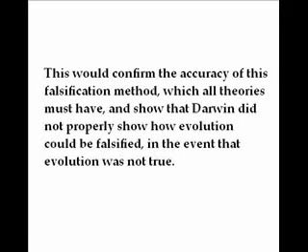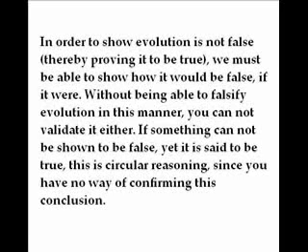This would confirm the accuracy of this falsification method, which all theories must have, and show that Darwin did not properly show how evolution could be falsified in the event that evolution was not true. In order to show evolution is not false, thereby proving it to be true, we must be able to show how it would be false if it were. Without being able to falsify evolution in this manner, you cannot validate it either. If something cannot be shown to be false, yet it is said to be true, this is circular reasoning, since you have no way of confirming this conclusion.